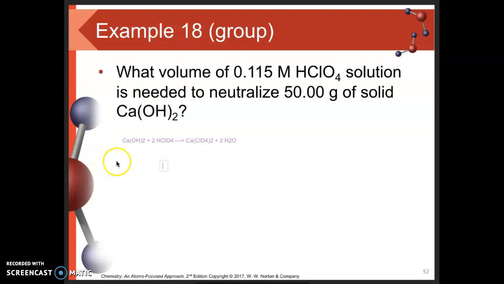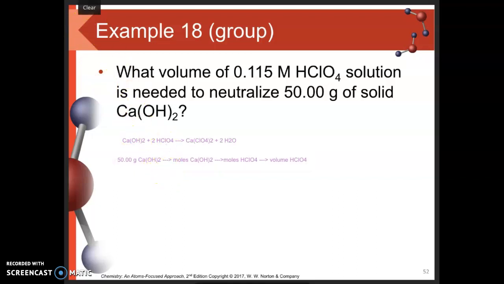The process here is slightly different. I'm actually going to start with 50 grams of calcium hydroxide, but I'm going to turn that into moles of calcium hydroxide, turn that into moles of perchloric acid, and then turn that into volume of perchloric acid. And so the steps here, remarkably similar, as I said before.